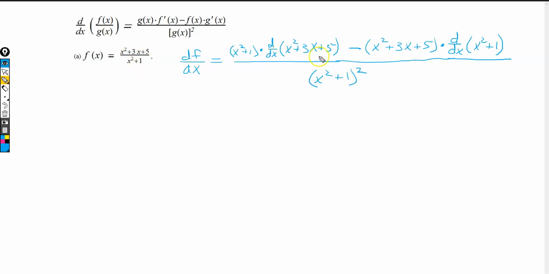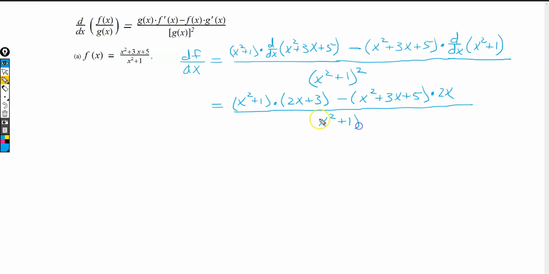And now what we have to do is just clean everything up. We have to evaluate the derivative of x squared plus 3x plus 5, the derivative of x squared plus 1, and then that's going to be our answer. And then we can do any simplification that's required. So our derivative then is, and this is our answer.